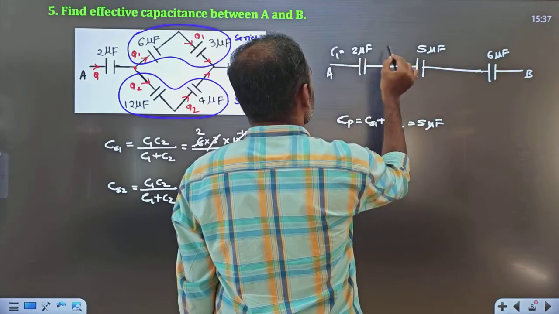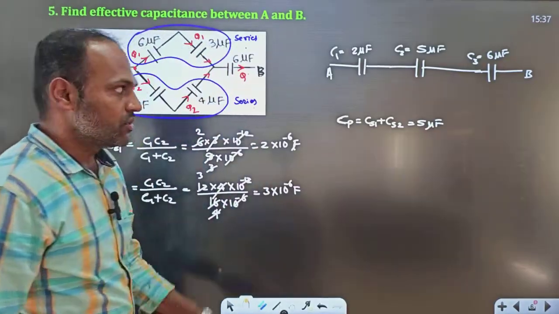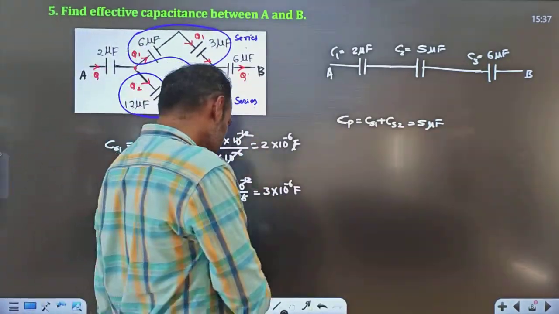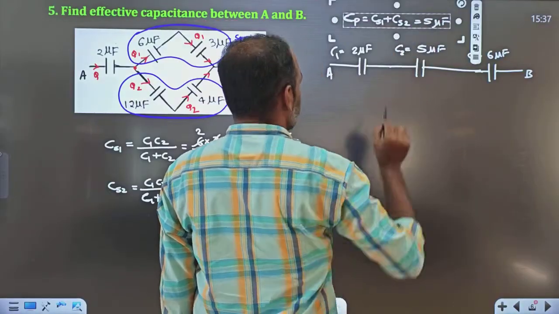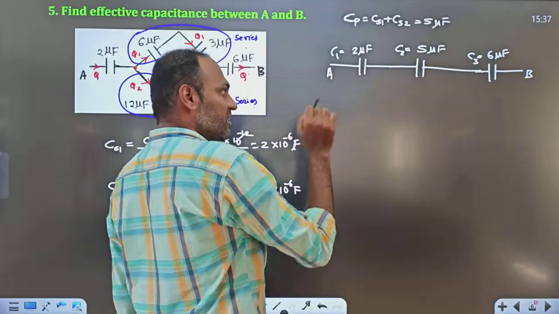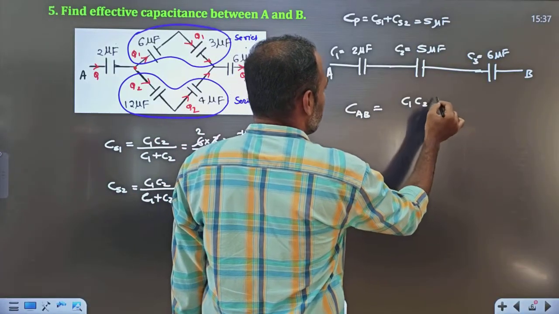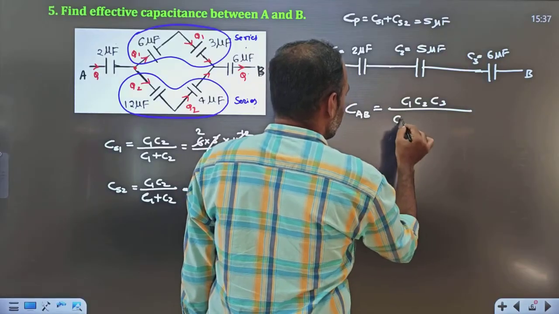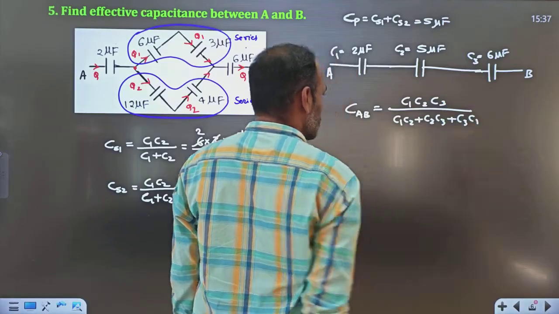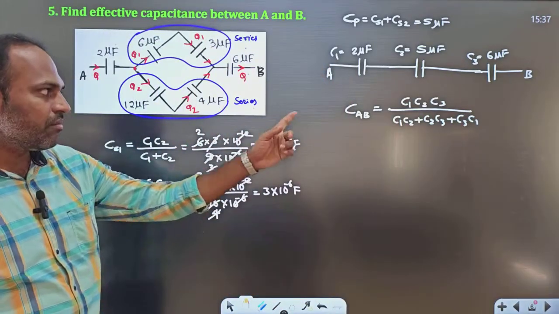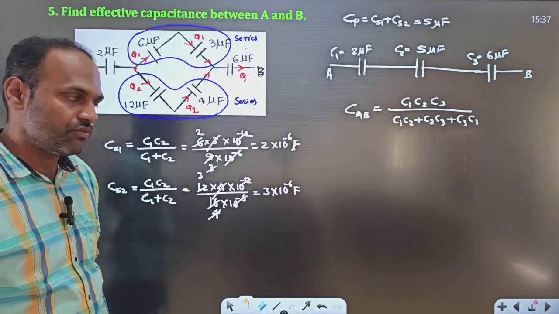Okay, I will take this one as C1, this one as C2 and this one as C3. Right? Now we have to find the effective capacitance of these three. When three capacitors are in series, effective capacitance is given by C1 into C2 into C3 divided by C1 into C2 plus C2 into C3 plus C3 into C1. This is the formula for three capacitors in series.